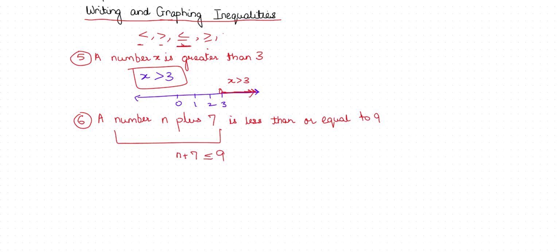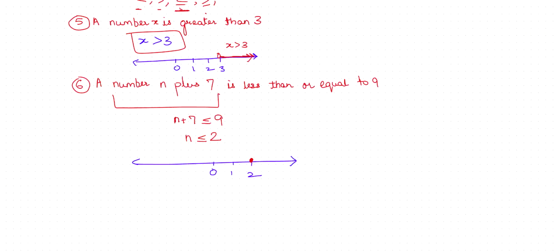For the graph, we have to just solve this. So this will be n is less than or equal to 2. Since 2 is included, we will put a covered dot here, not an empty dot, and then because it is less than, we will draw like this. It also keeps on going like this.